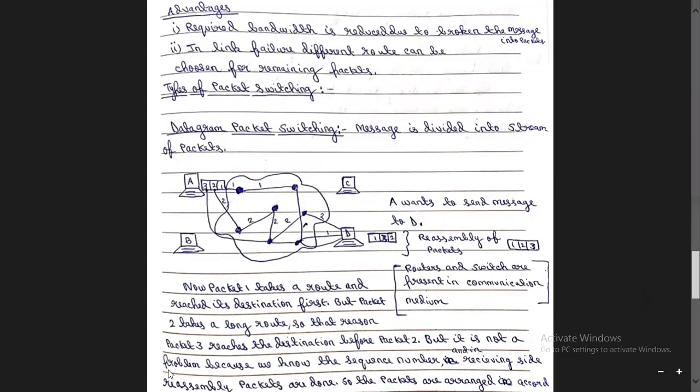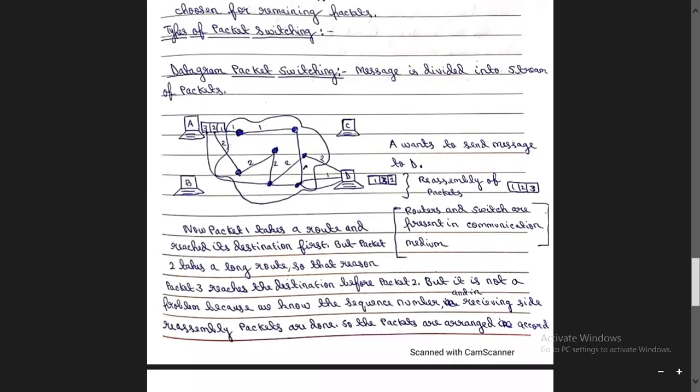So here it is written that packet 1 takes a route but reaches its destination first, but packet 2 takes a longer route. So that's the reason packet 3 reaches the destination before packet 2. But it is not a problem because we know the sequence number of each packet, and on the receiving side, reassembly of packets is done. So the packets are arranged according to the sequence number. So that's how packet switching works.